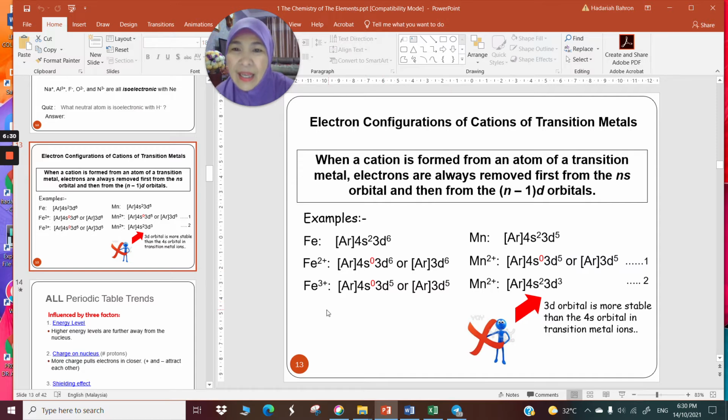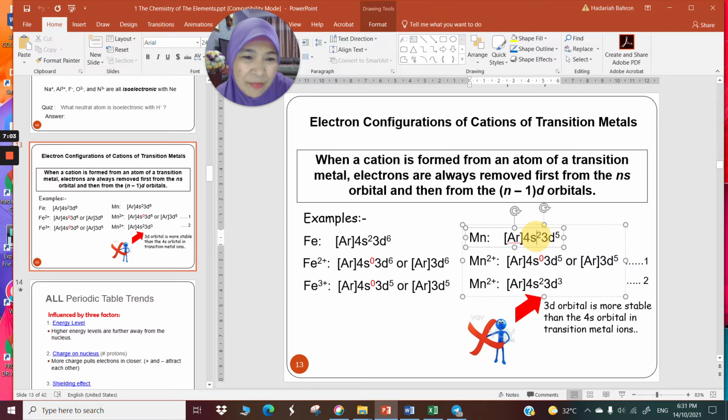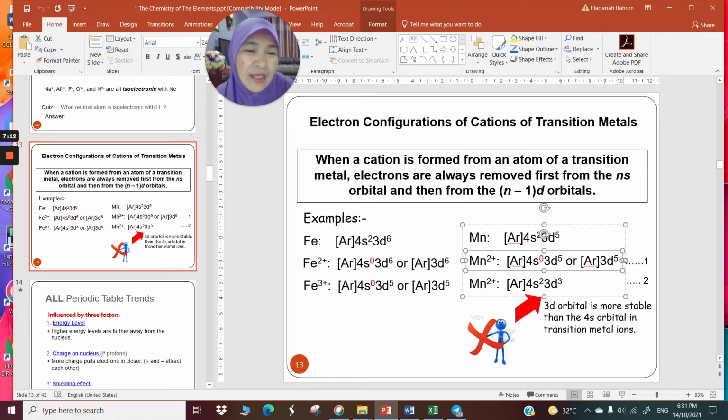And if the iron needs to further oxidize to become iron 3+, then you start losing electrons from the d orbital, making 4s0 3d5, or argon 3d5. Similarly, when manganese, which is argon 4s2 3d5, needs to lose 2 electrons to make manganese 2+, these 2 electrons here are going to be lost, making 4s0. So 4s0 3d5, or argon 3d5.